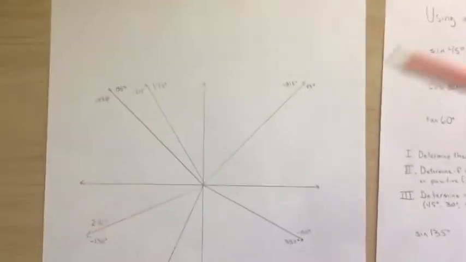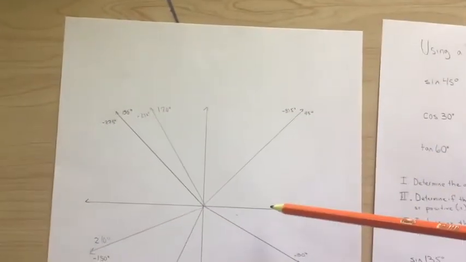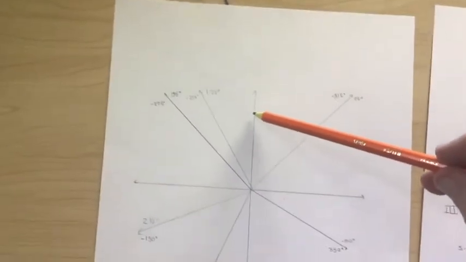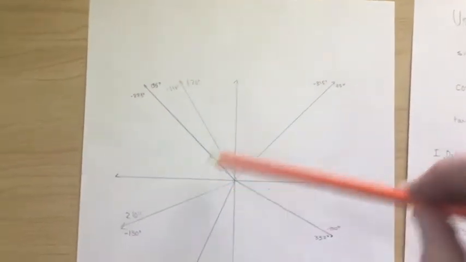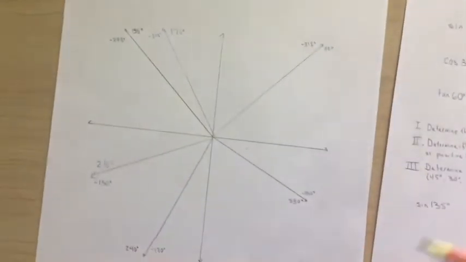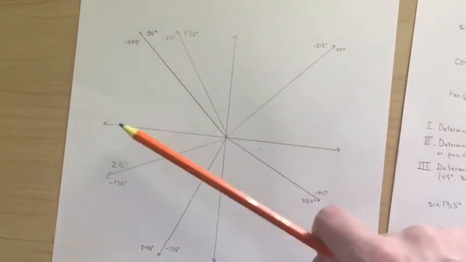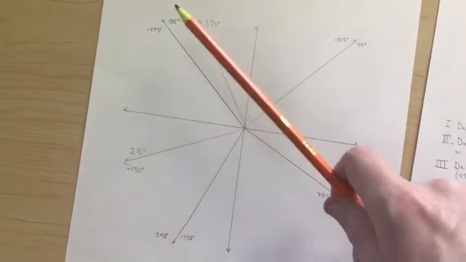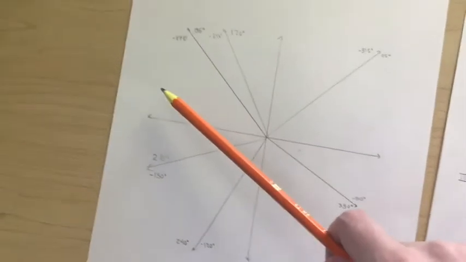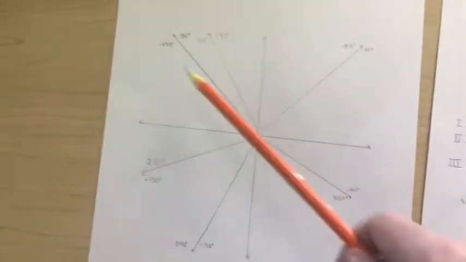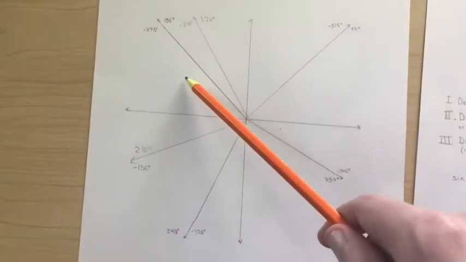Where's 135? Well, if you didn't have this, what you'd have to do is basically say, well, this is 90, this is 180, it's obviously going to fall in between here somewhere. And since it is perfectly in between these two, it'll be a 45 degree reference angle, or you could do 180 minus 135 and determine that that is a 45 degree reference angle.